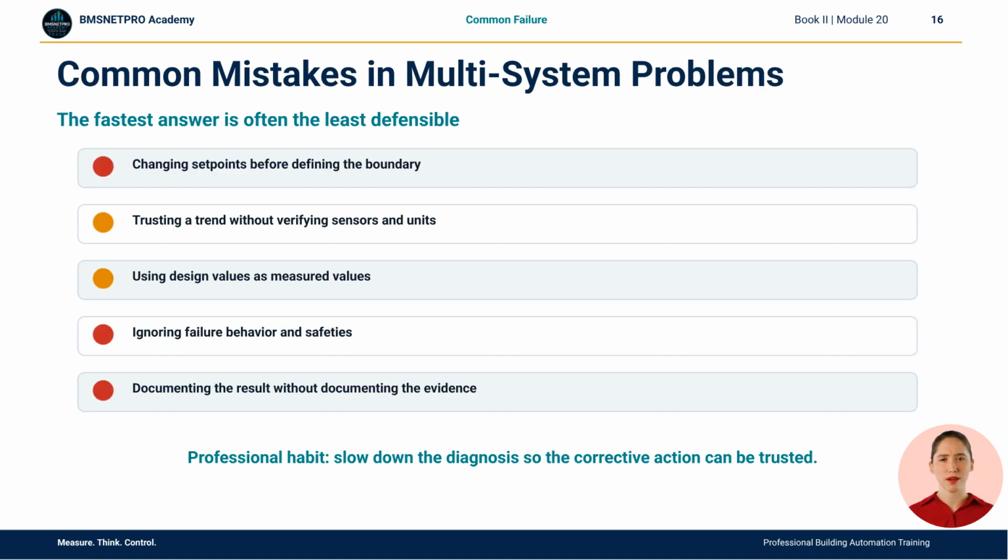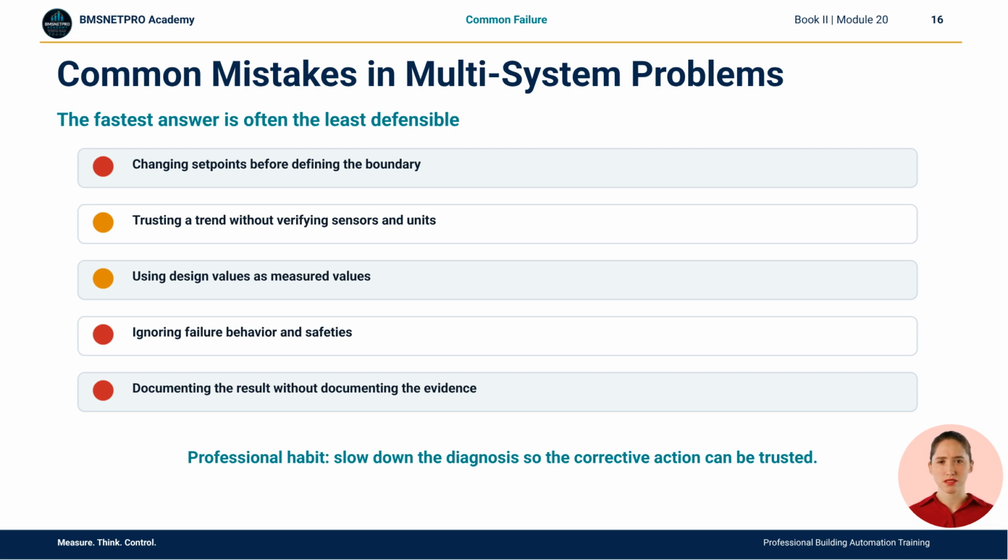These are the most common mistakes in multi-system problems. The first is changing set points before defining the system boundary. The second is trusting a trend without verifying sensors, units, and scaling. The third is using design values as if they were measured values. The fourth is ignoring failure behavior and safeties. The fifth is documenting the final answer without documenting the evidence.